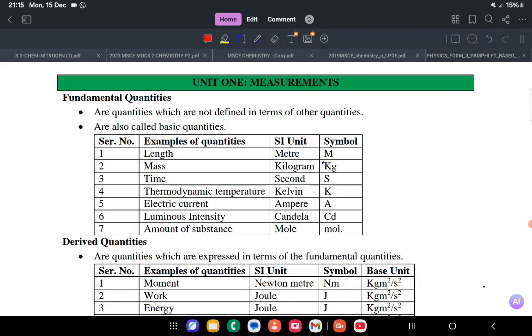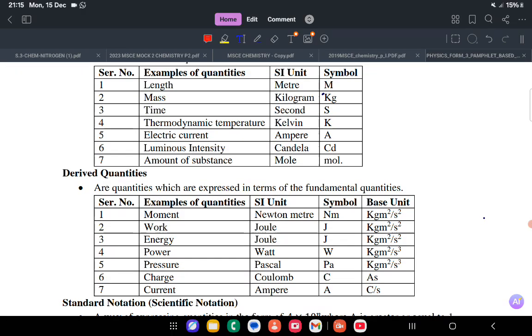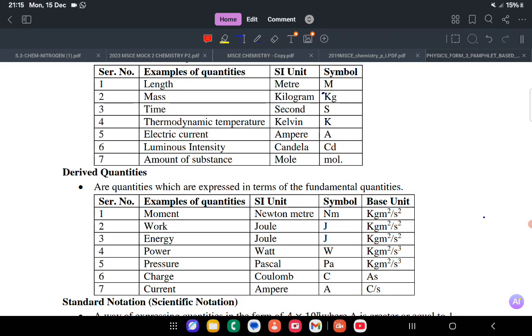We proceed to look at another class of physical quantities, which is called derived quantities. From the word derive, to derive, what does it mean to derive something? To derive simply means to obtain.